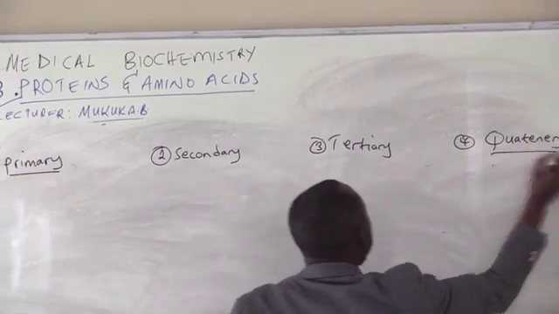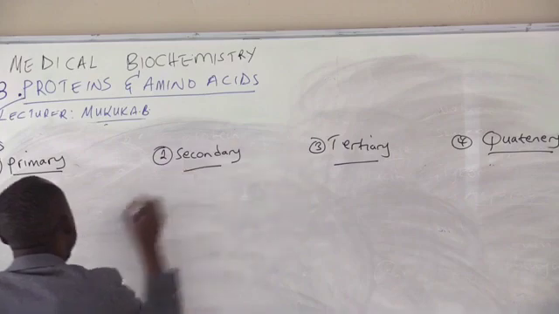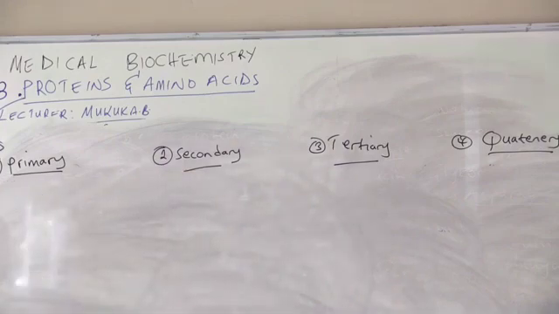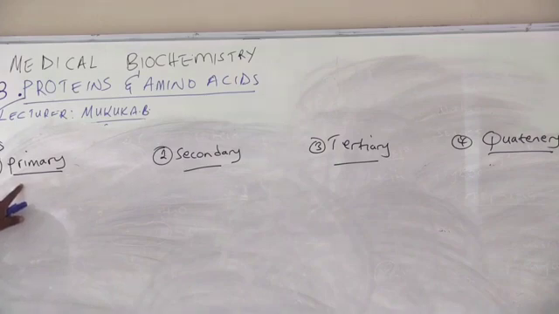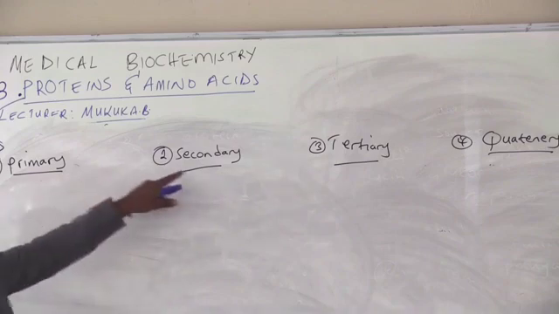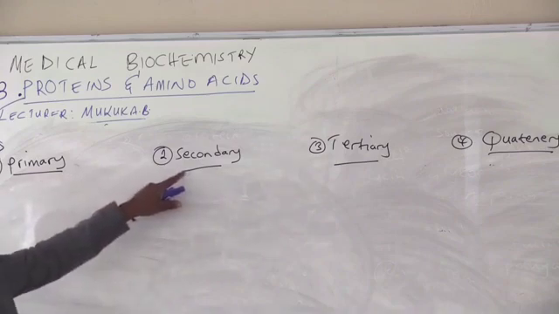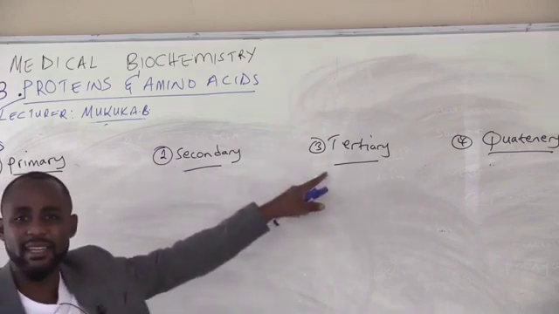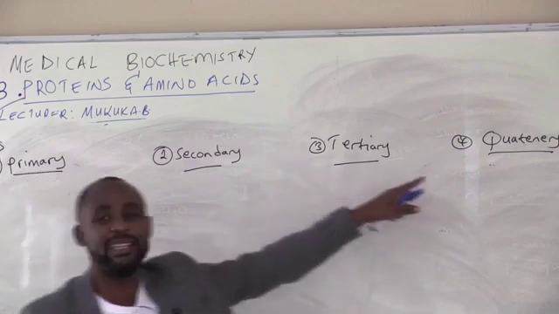So, quaternary, tertiary, secondary, and primary. You should remember something very important before I go into the details. The order in which they are determines the complexity. So this one is less complex than secondary, and secondary is less complex than tertiary, and tertiary is less complex than quaternary.